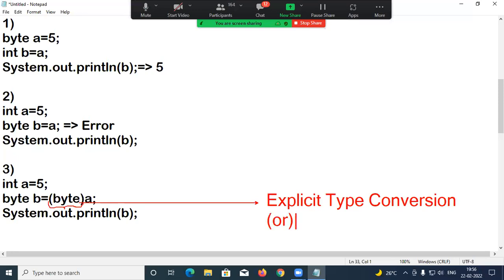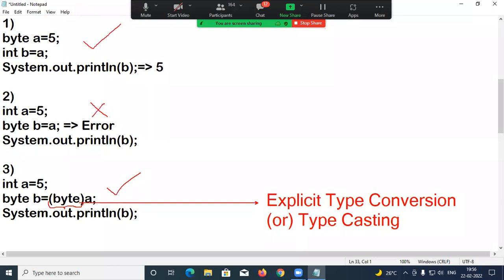We can also call typecasting. So here A is an int type. Myself, I am converting it into byte. Forcibly I am converting, and after converting, I am assigning to B. Then B is byte type. So A is an int type, int converted into byte, then assigned. So it is valid.